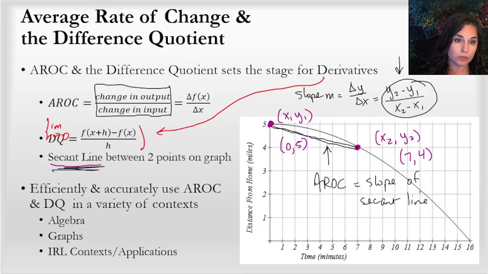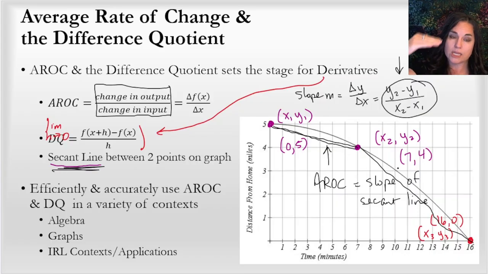I can choose another one. Let's see. Do I have another clear point here? 16. I have an x3, y3, which would be 16, 0. I can find the secant line between those 2 points, and forgive me for not having a straight edge here. I'm going to connect them the best I can. Pretend that was straight. The average rate of change would be the slope of that line.